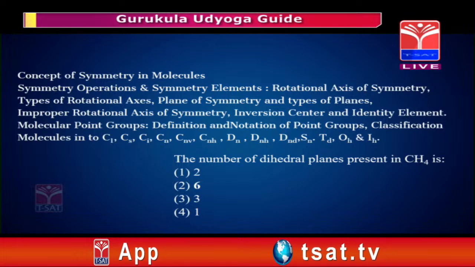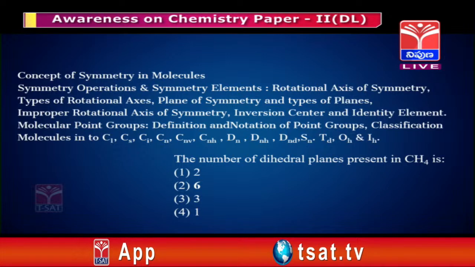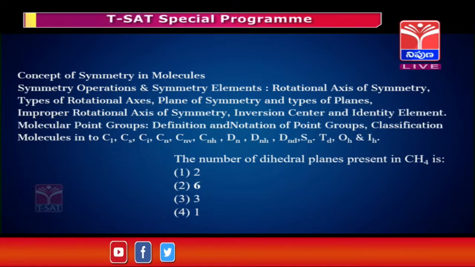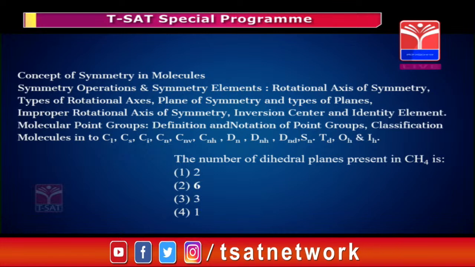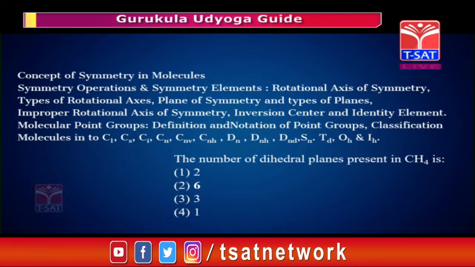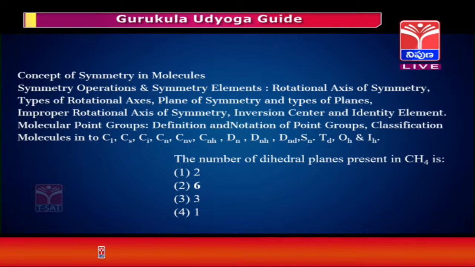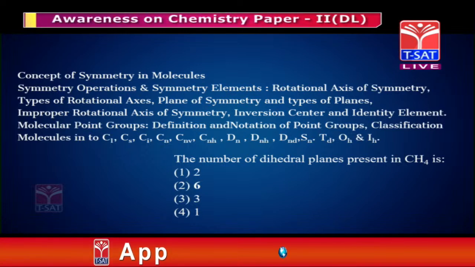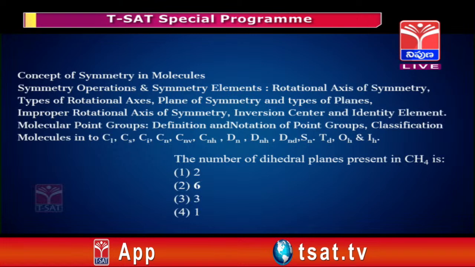Here point groups also will be asked. The point group of, for example, staggered ethane is, or the point group of staggered bisbenzene chromium is, or sometimes two clubbed: the point groups of staggered ethane and staggered bisbenzene chromium are respectively. Like that questions will come here.